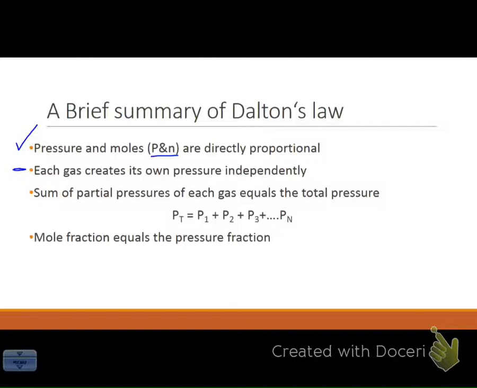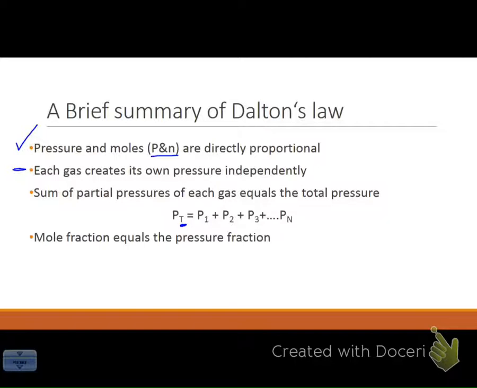The next bullet is just a summary of how to. It's the most basic application of Dalton's Law, when you just add different pressures together to get a total pressure, and that's what this little T right here stands for, total. And it could be for any number of gases. It could be up to an infinite number of gases being added together.